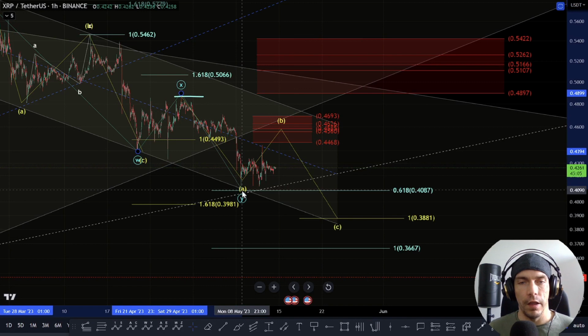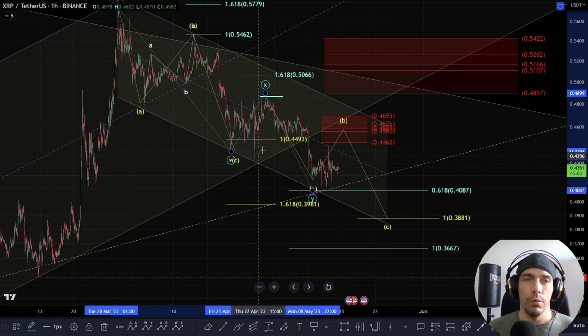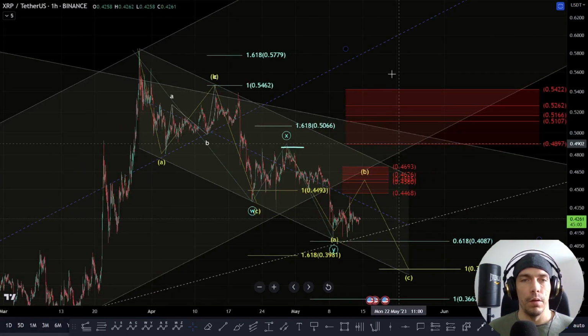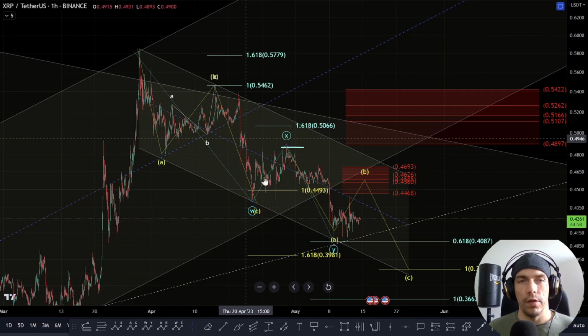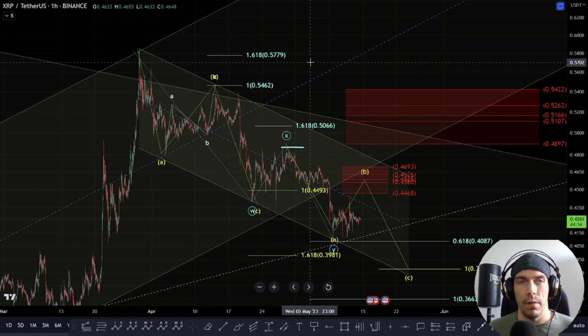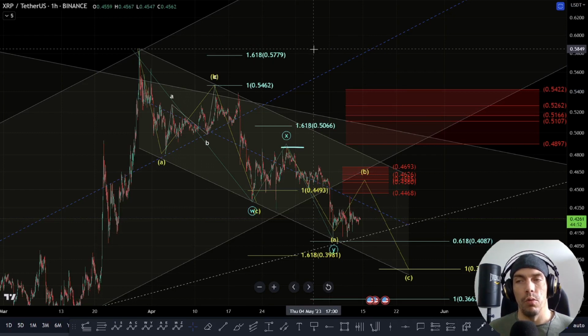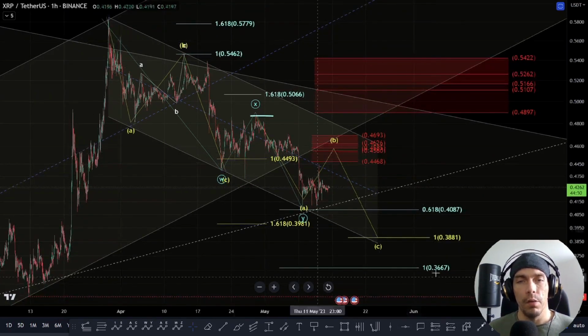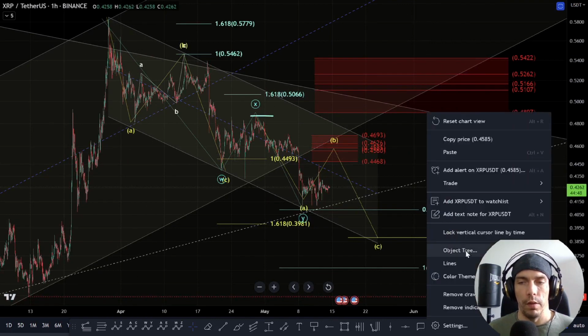But it is possible technically that it could complete here, in which case what we'd want to see is a bigger impulsive move to the upside, looking to take these highs and get back above this X wave primarily, then this B wave, and then finally this beginning of the move at this 58.49. That would be what we're looking for as a corrective move in this manner.